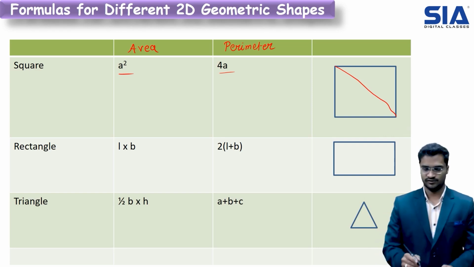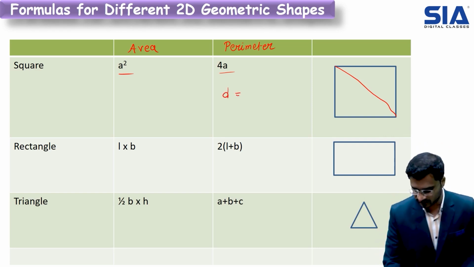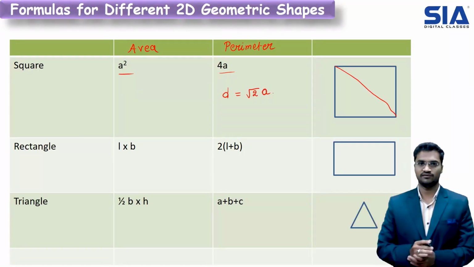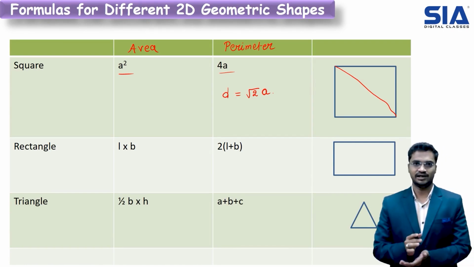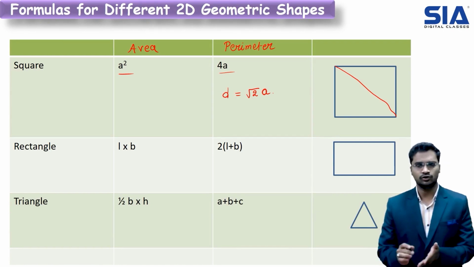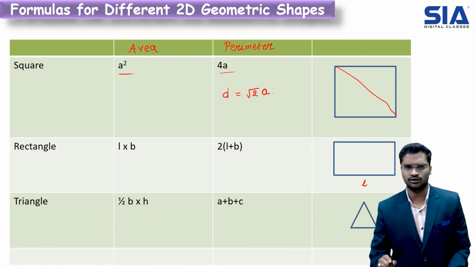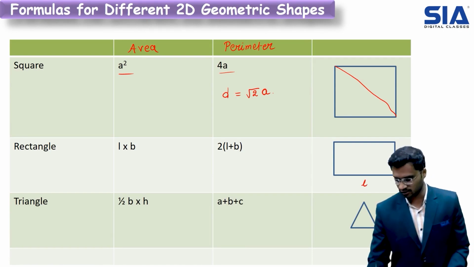What is the diagonal of a square? So we know that the diagonal of a square is nothing but root 2a. So the diagonal of a square is what? Root 2a. In the same way, the area of a rectangle is what? Length into breadth. So here the longer side is called as length and the shorter side is called as breadth.